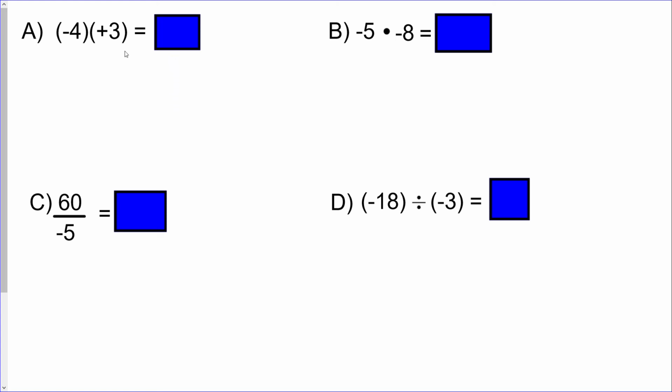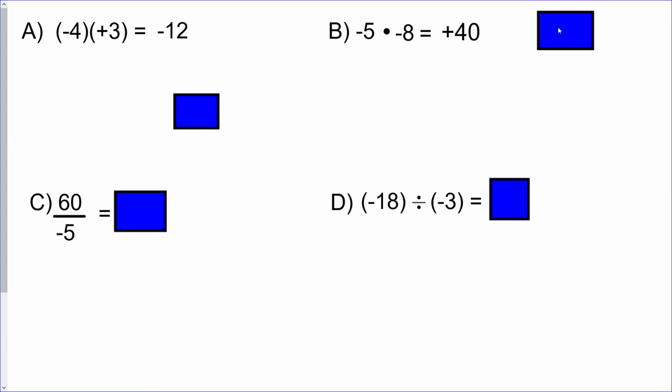So we'll take up a few of them. -4 times +3, so negative times positive means our answer should be negative, and then 4 times 3 should be 12. Okay, negative times negative means our answer is positive, and 5 times 8 is 40. These should be getting faster and faster as you're going through. So if you think that, that's great, good job.